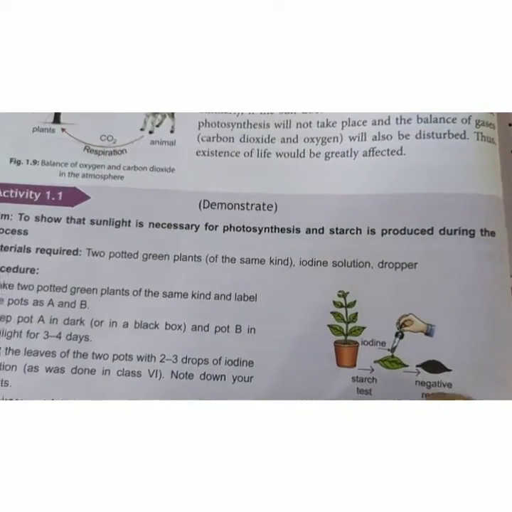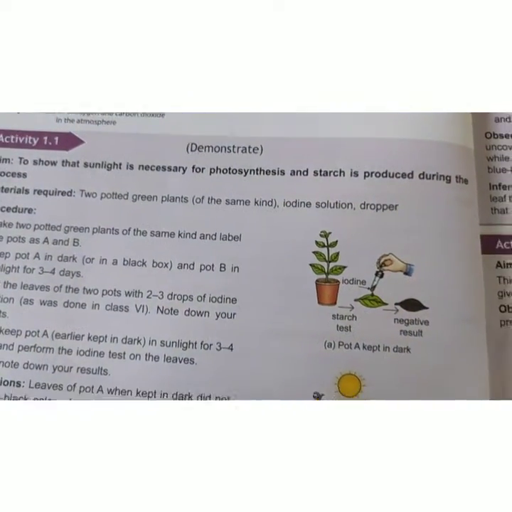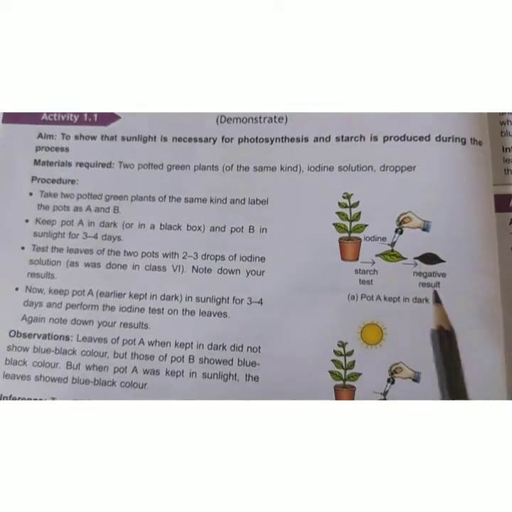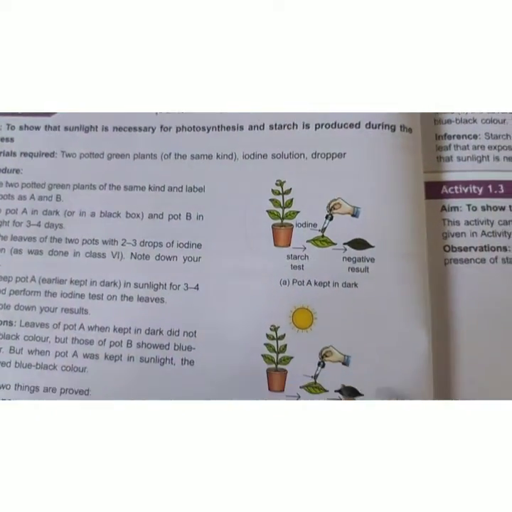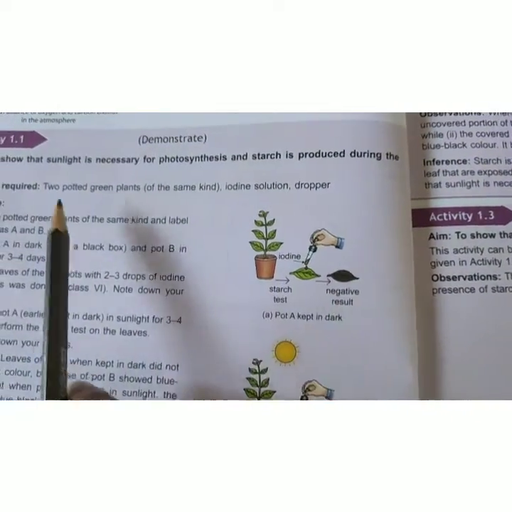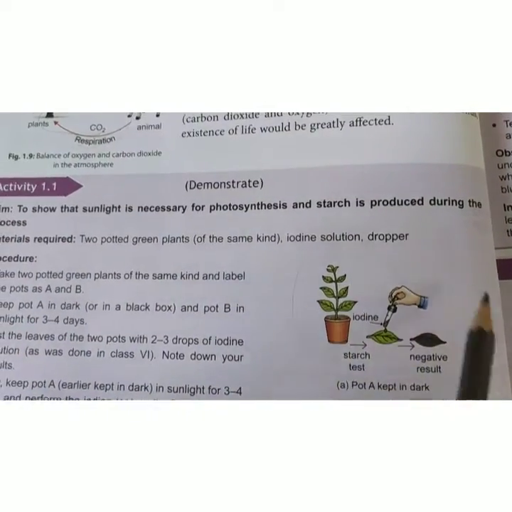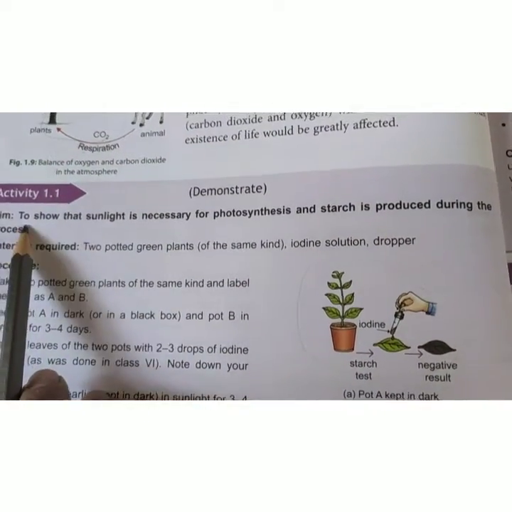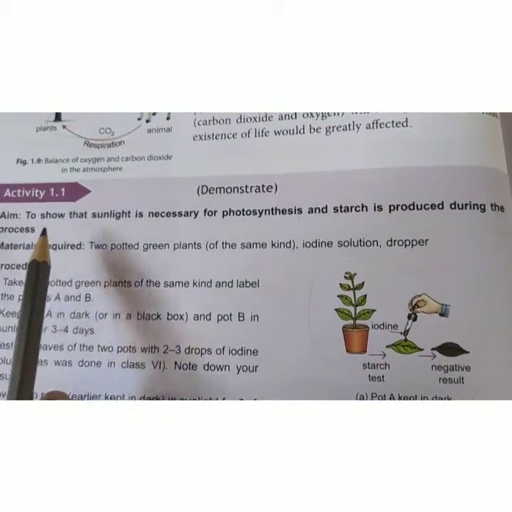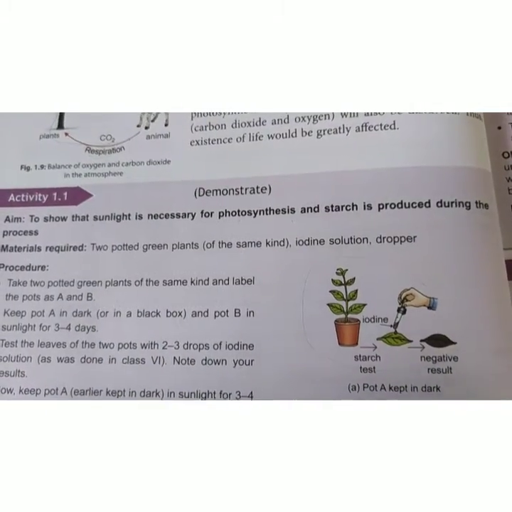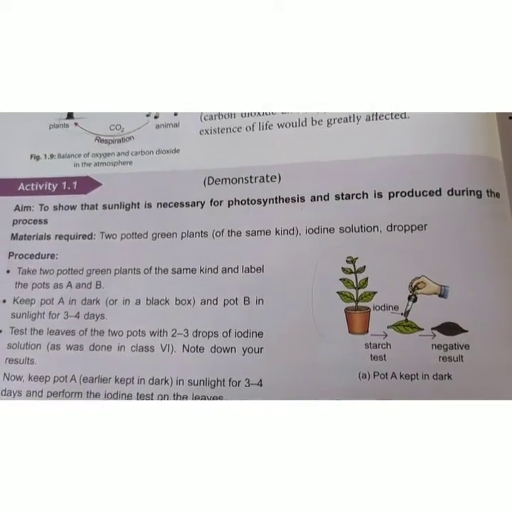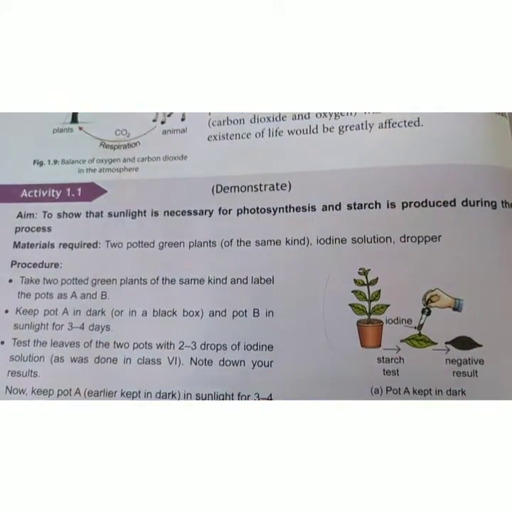Now let's come to a few experiments or activities, you can say. I'm just explaining the activity. You go through the activity, you will understand. Here is the aim, means what you have to do, what you have to find out: to show that sunlight is necessary for photosynthesis and starch is produced during the process. Whenever you are asked to write an experiment in your exam, you have to write in the same way.